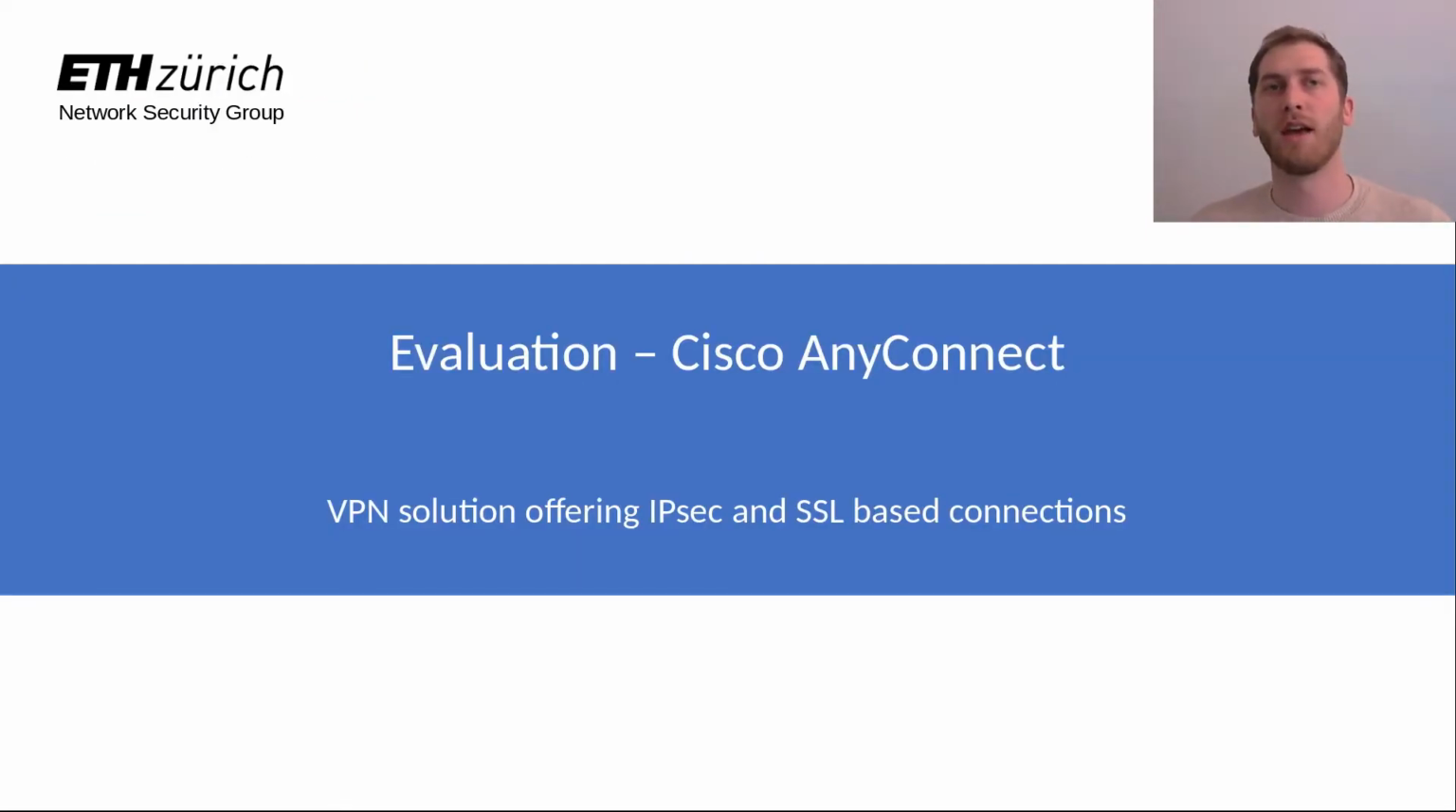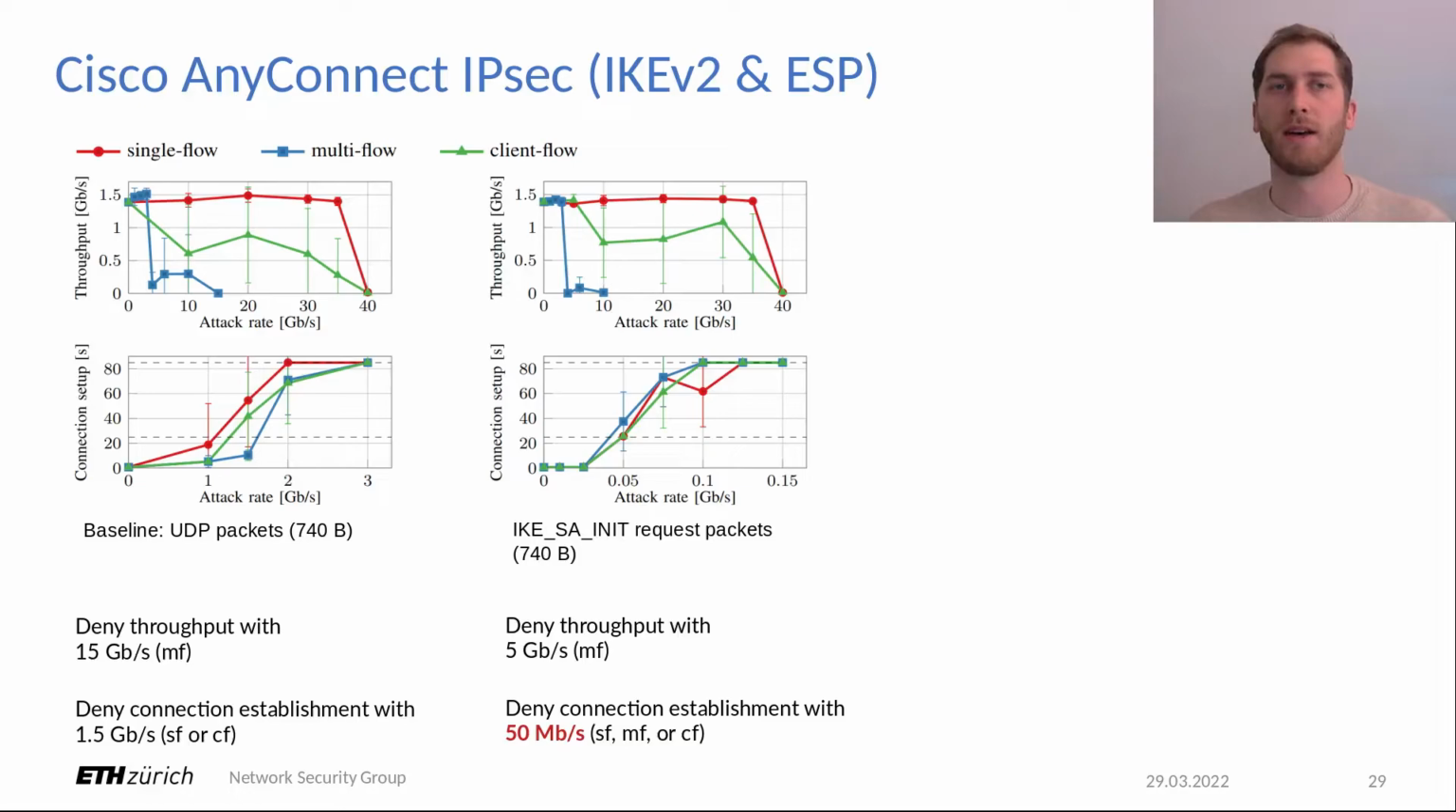Cisco's AnyConnect offers an IPsec-based and an SSL-based VPN solution. First, we'll look at the DoS resilience of the IPsec implementation. Just as for strongSwan, we see that flooding the server with initiation requests mainly affects connection establishment. 50 megabits per second are sufficient to deny the client from connecting to the VPN server. To deny throughput, roughly 5 gigabits per second of attack traffic are required.